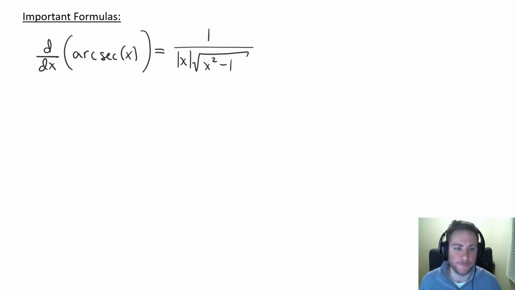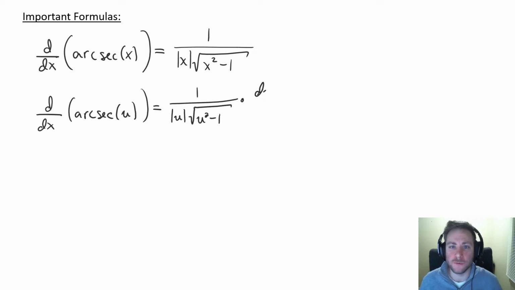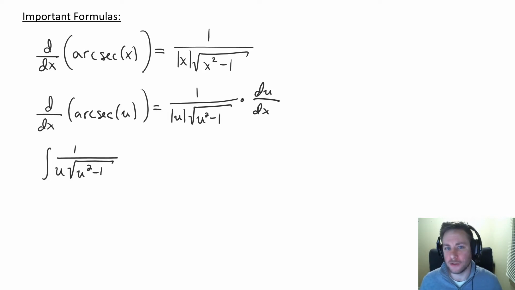As always, we could state another formula which reminds us to use the chain rule whenever the argument isn't just an x. And now, if you forget about the absolute value for just a moment, we can state a function whose derivative is 1 over u root u squared minus 1. According to the work shown here, that would be arcsec of u.